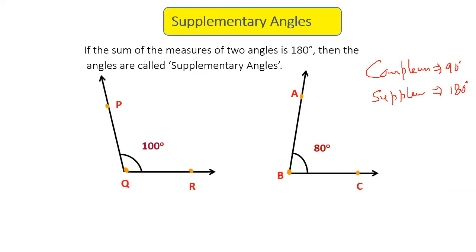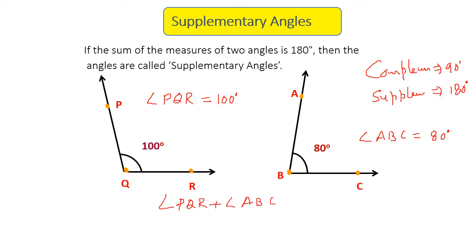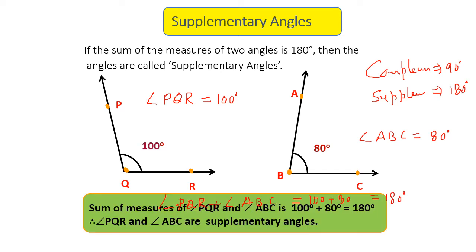So for example, in this case, see there are two angles. This is angle PQR. So in this example, angle PQR is given to be 100 degrees, and in this case angle ABC is given to be 80 degrees. So the sum of them, angle PQR plus angle ABC gives you 100 plus 80, and that gives you 180 degrees. So these two angles are supplementary as written here, right?